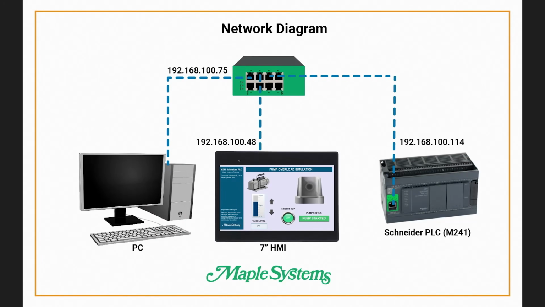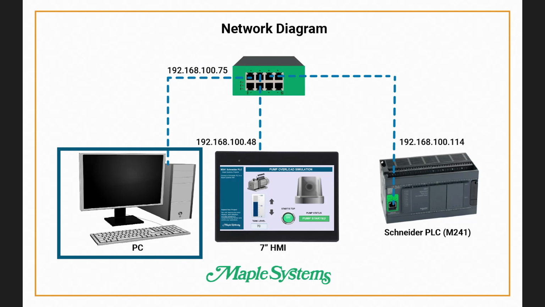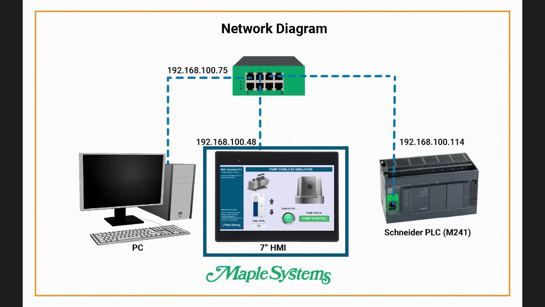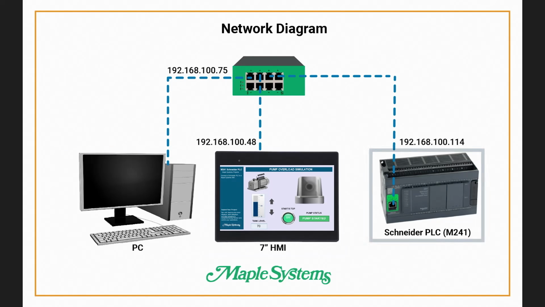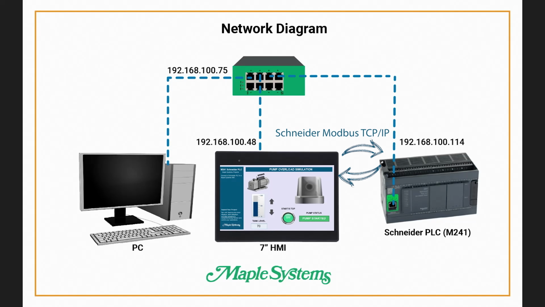Okay, here is a network diagram for this system. It uses a local Ethernet network and a standard network switch. The PC, HMI, and PLC connect to the same switch. Each device also uses an address on that same subnet. The PC programs both devices. EB Pro configures the HMI, and EcoStruxure Machine Expert Logic Builder configures the PLC. The HMI communicates with the PLC using Schneider Modbus TCP IP, and this connection lets the HMI read PLC values and write operator commands.